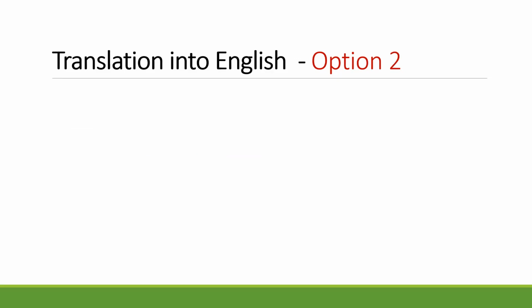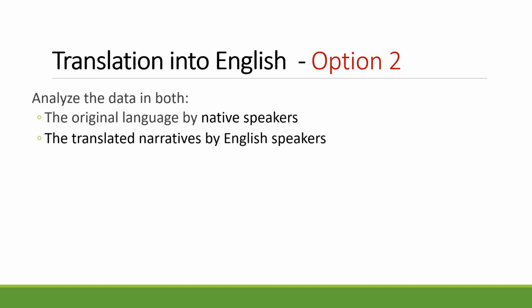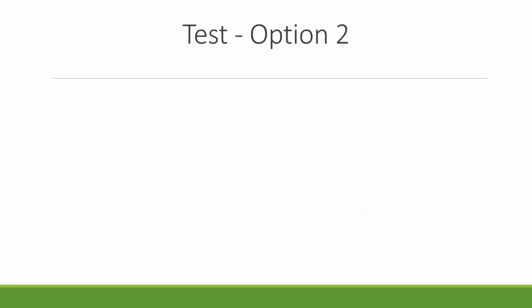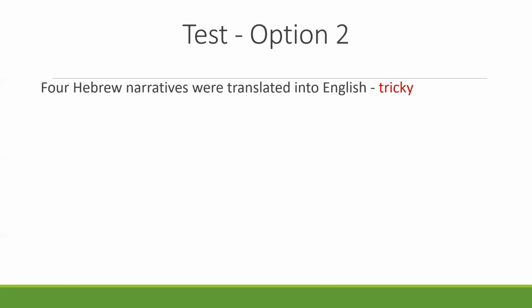The second option is to analyze the narratives in both the original language by native speakers and the translated narratives by English speakers. In this case, reliability between native speakers, between English speakers, and between native speakers and English speakers is required. We piloted the last option.